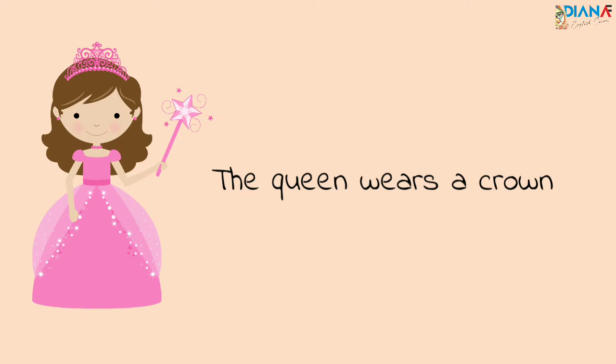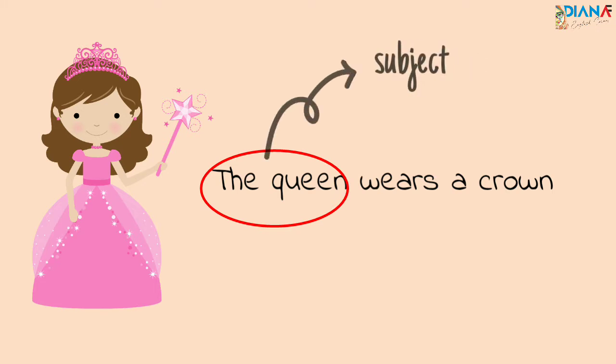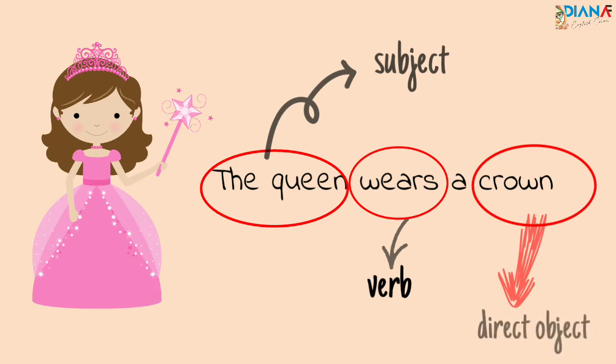For example, the queen wears a crown. So, the first thing that we need to do is identify the subject and verb in the sentence. Our subject here is the queen, and our verb is wears. The next one, try to make a question using what or whom about the verb wear. For example, what does a queen wear? The answer is crown. Therefore, crown is the direct object. It receives the action wears.